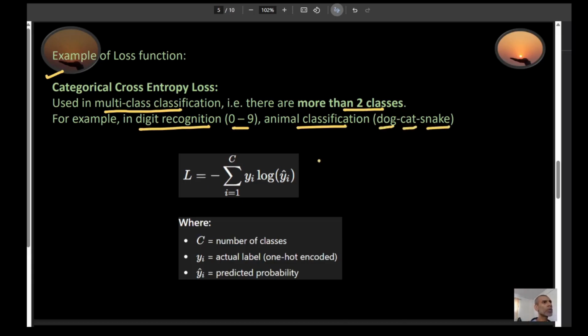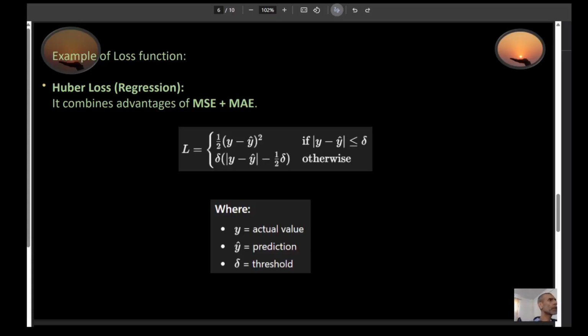Here, my loss function would be given by this expression right here. My C in this case means the number of classes. Your yi would be your actual label, and by the way, your actual label would be one-hot encoded. And your yi hat is your predicted probability. Another interesting one is the Huber loss. This one is used for regression. It combines the advantages of MSE and MAE, mean squared error and mean absolute error.